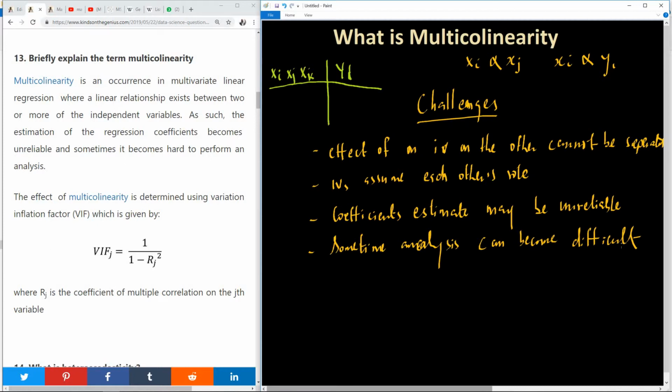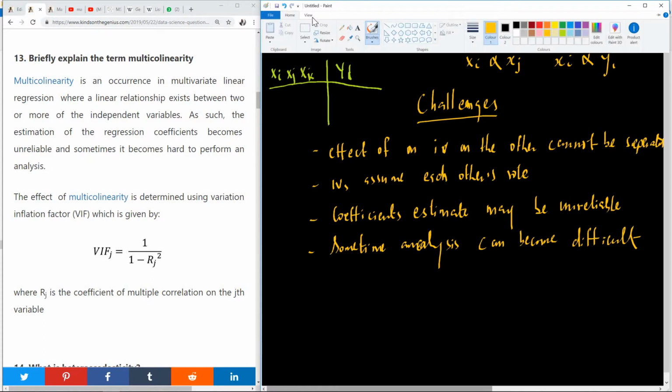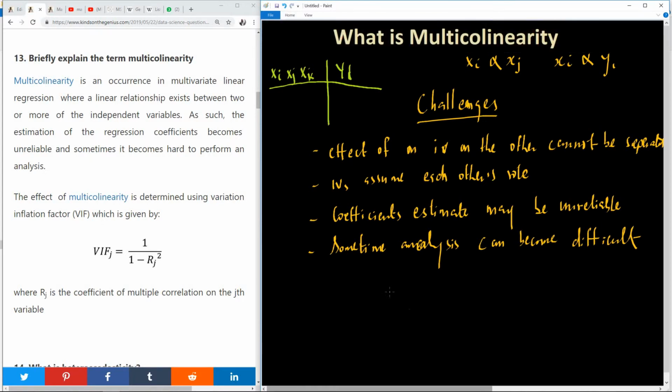So how do you now test multicollinearity? Granted, in some multivariate linear regression, you can have collinearity existing, but it might be insignificant. So there is something called the variance inflation factor that you need to keep under your belt, because that shows that you're actually very good in data science.